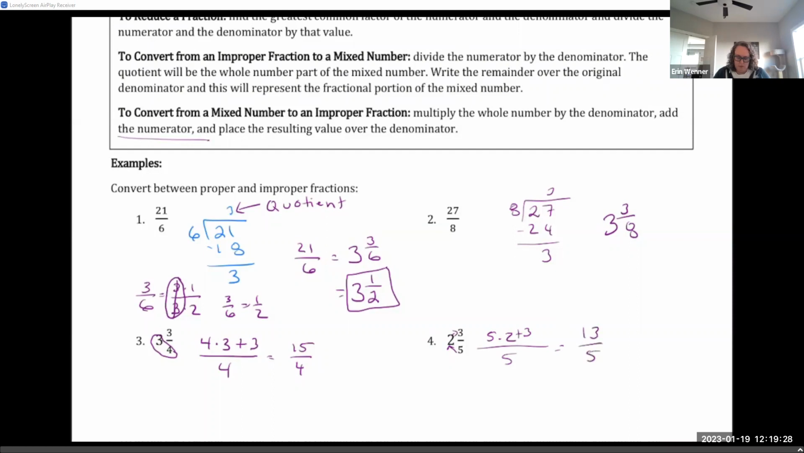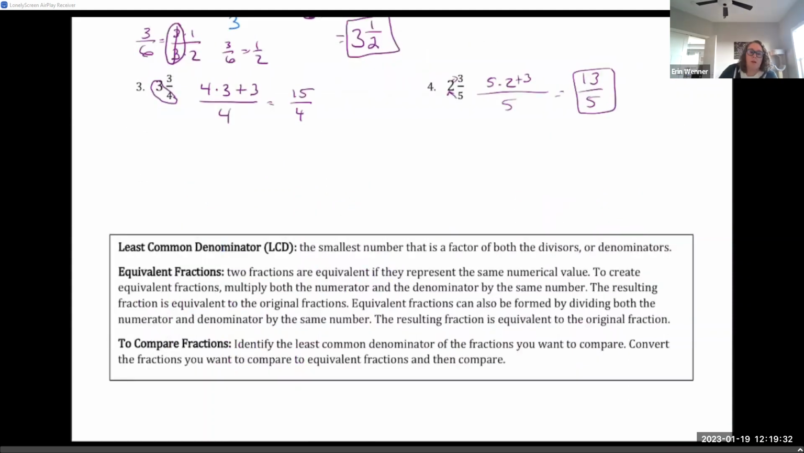All right, next page. Nope, just kidding. Dropping down to the explanation at the bottom of least common denominator. So we talked about the least common denominator because we're going to need to add and subtract fractions. And so the least common denominator is the smallest number that is a multiple of both the divisors, or the denominators. We think about equivalent fractions.